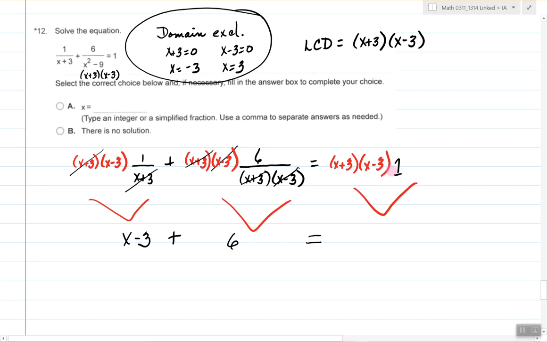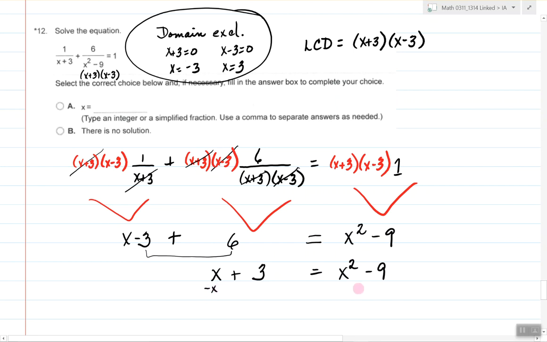I need to multiply these times 1. 1's the identity, so I just multiply these, and I get x squared minus 9, because that's a sum and difference product. Because of this x squared, this is a quadratic equation. That means that I need to get x squared with all the other terms on one side and 0 on the opposite side. I will go ahead and combine these two. So I have x, negative 3 and positive 6 gives me plus 3 is equal to x squared minus 9.